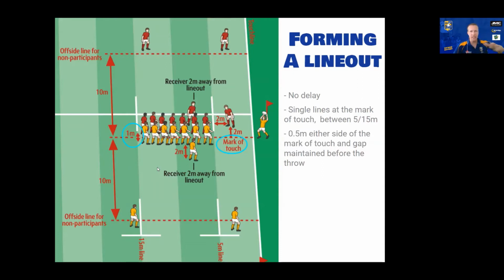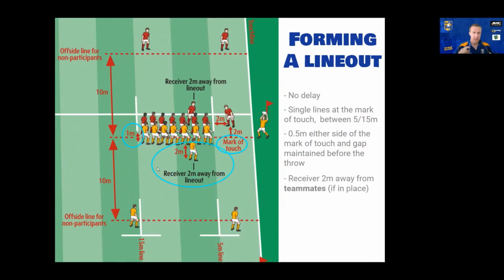But if you've got a throwing team who's setting themselves 70 or 80 centimetres back from the mark of touch, you've got to make sure that management-wise, you're not letting the receiving team creep forward as well. They must maintain their half metre gap from the mark of touch.